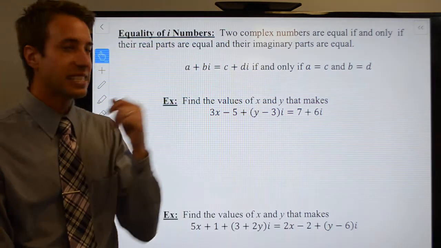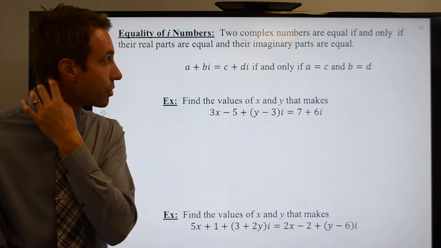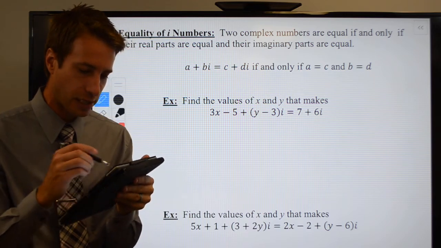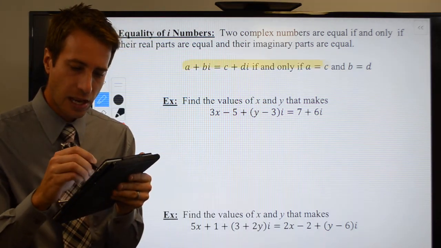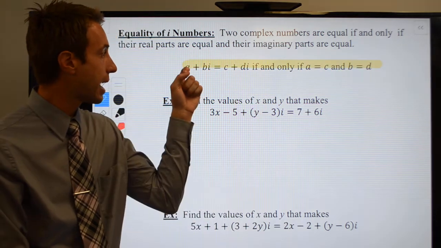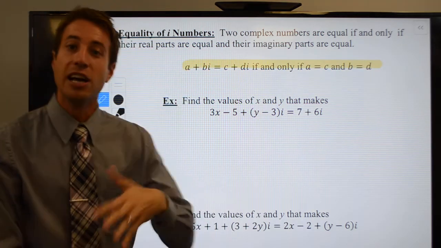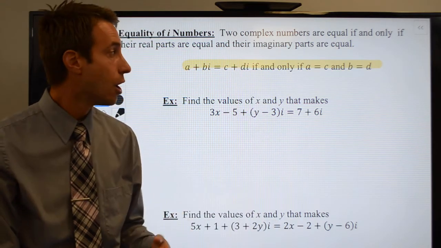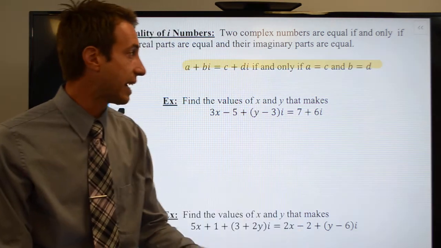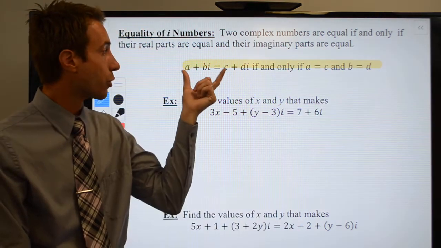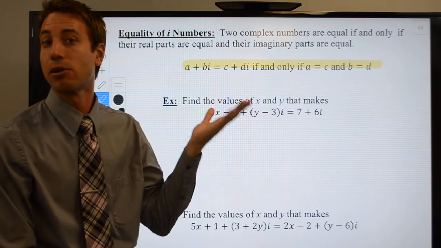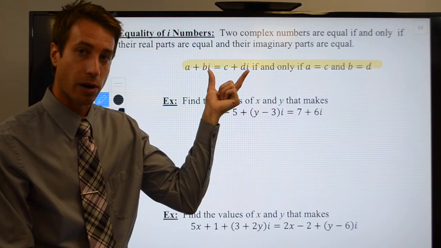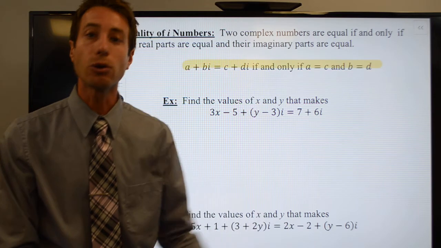My first definition here is the equality of imaginary numbers. I give you kind of this book definition here, but really all you need to know is this little bit right here. In order for two complex numbers, a plus bi, that's a complex number, to be equal to another complex number, c plus di, that only happens if and only if a is equal to c, so the real parts of the complex number have to be the same, and b is equal to d, the imaginary parts of the complex number must also be the same.